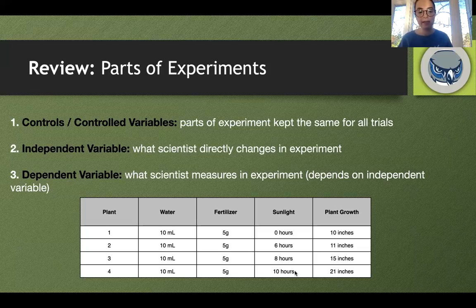Okay, and then last thing you need to know is the dependent variable. Dependent variable is what the scientist is measuring. It is the outcome that changes, that's unpredictable, that changes based on the independent variable. So here we change the amount of sun, that's our IV. We measured the plant growth, that's our DV. And again, I also think in my head, dependent variable, data, they both start with D. Okay, so make sure you're familiar with these parts of experiments. They do pop up every once in a while.